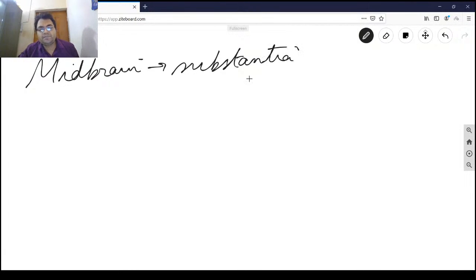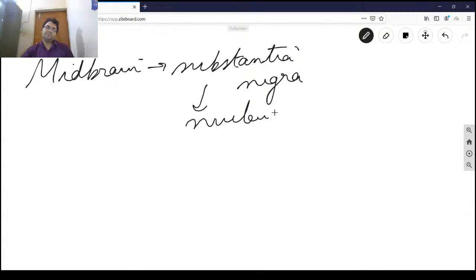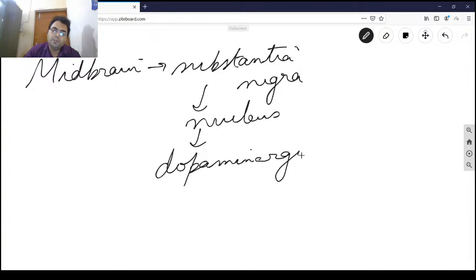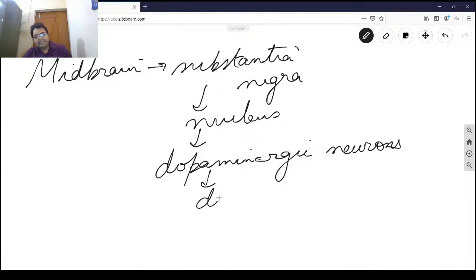Substantia nigra. Now this specific nucleus, meaning the cluster of neuronal cell bodies or cyton in the CNS, has specific neurons which secrete dopamine. So they are known as dopaminergic neurons. Now they secrete the neurotransmitter dopamine, which is extremely essential for what?